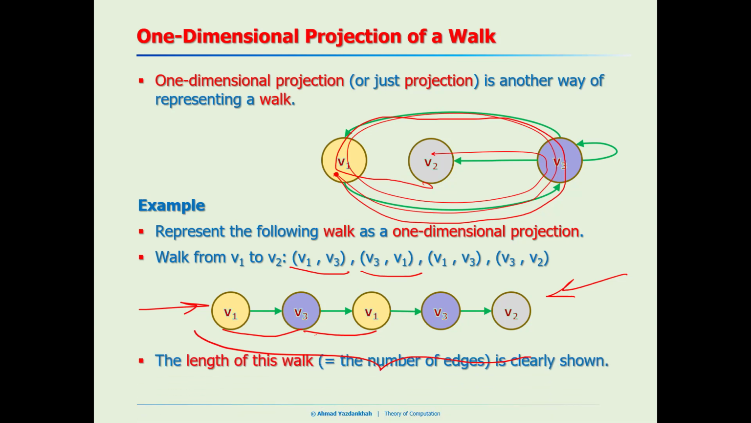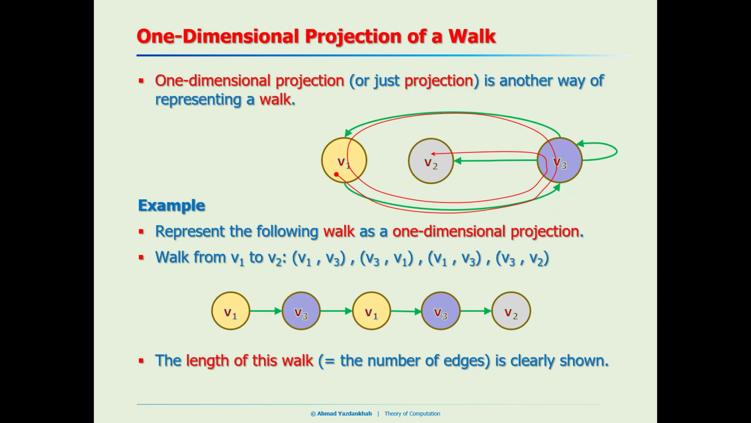The length of this walk is the number of edges. So 1, 2, 3, and 4 here.